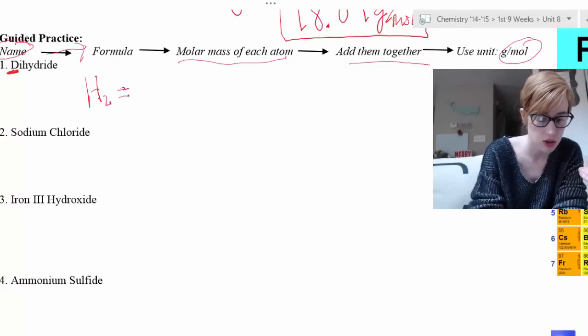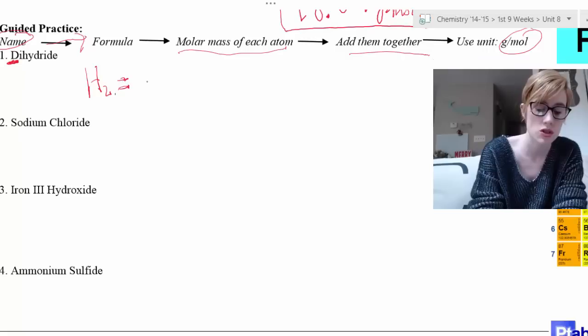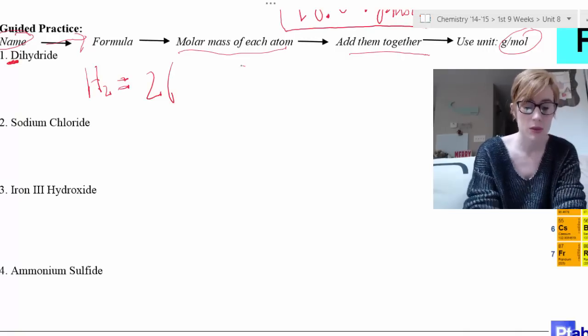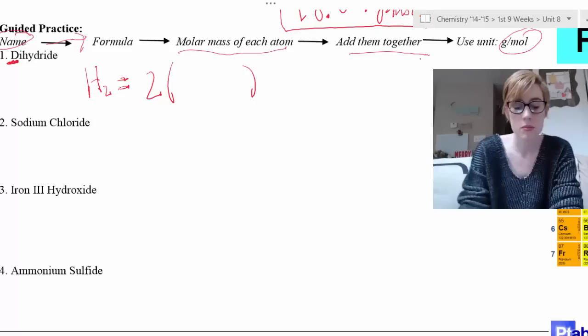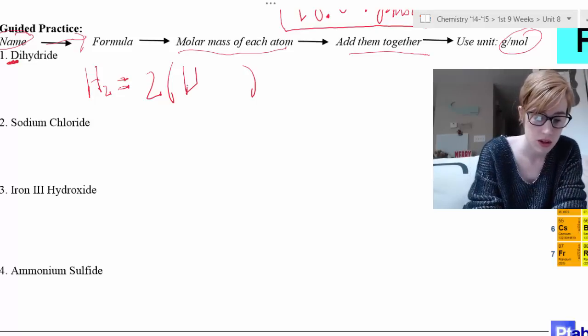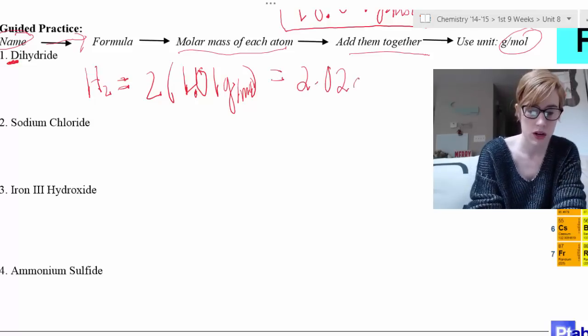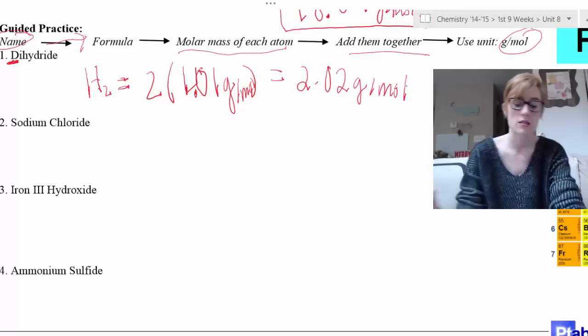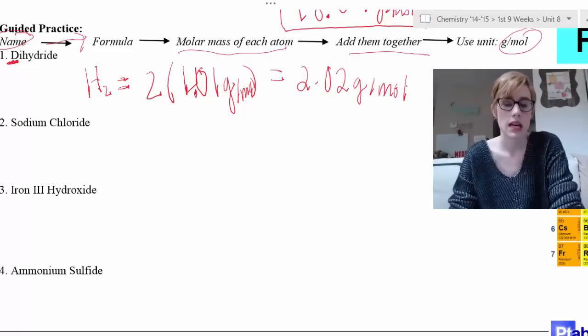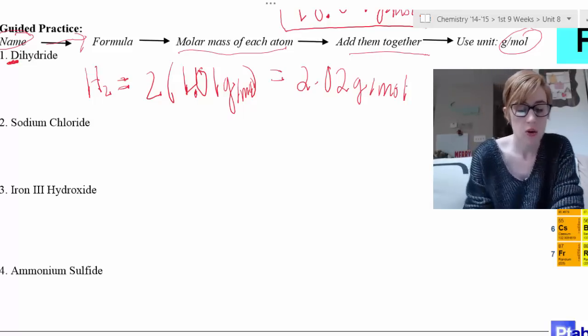And so for H2, I know since there's 2 hydrogens, I'm going to put 2 on the outside. And then I find the molar mass of hydrogen, which is 1.01 grams per mole. And then when I multiply that together, it's just 2.02 grams per mole. And that's it because dihydride is only 2 H's.